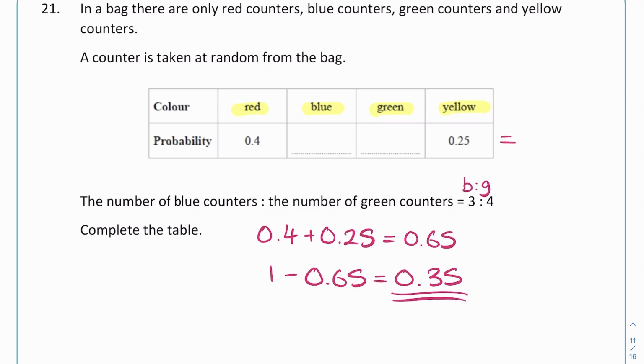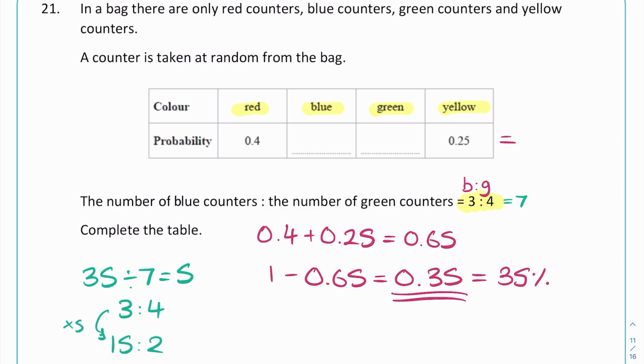So what we have is 0.35 that we need to share in the ratio 3 to 4. To share that in the ratio 3 to 4, it's obviously not very nice written as a decimal, so what you could do is change that to 35%, which is what it is, and then just share 35 in the ratio 3 to 4. It doesn't really matter with the decimals, but it does make it look a little bit easier. So if I add those two numbers together, that's 7 parts, so 35 divided by 7 is 5, and then 3 to 4 would become 15 to 20.